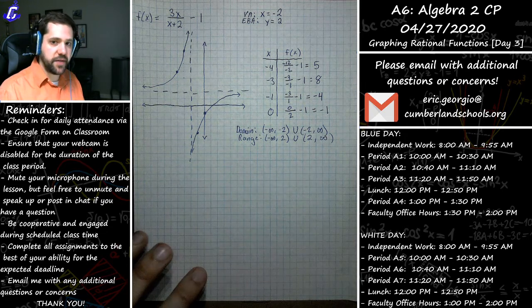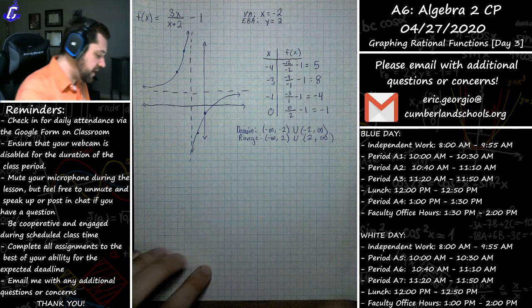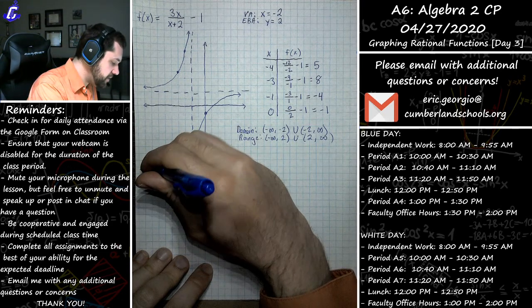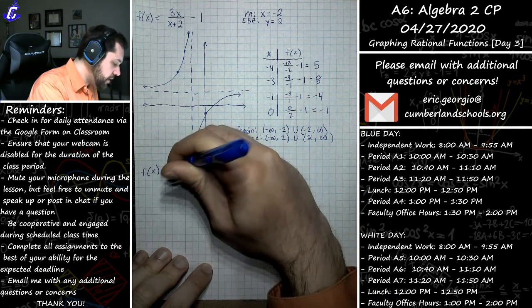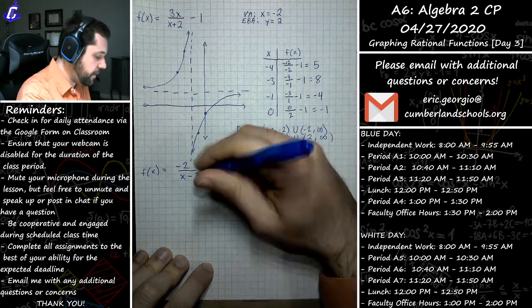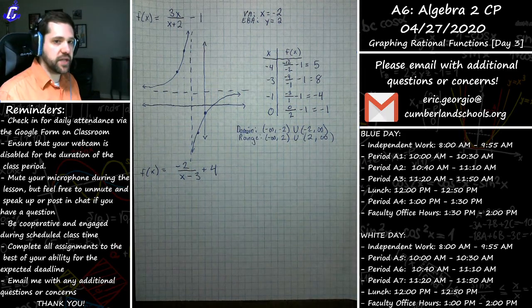Any questions about that? Hopefully not. Feeling great. All right, fantastic. Let's do another one. How about an example like this? What if I said f of x is equal to -2 over x minus 3, and then plus 4? Okay. How about a rational function kind of like that?